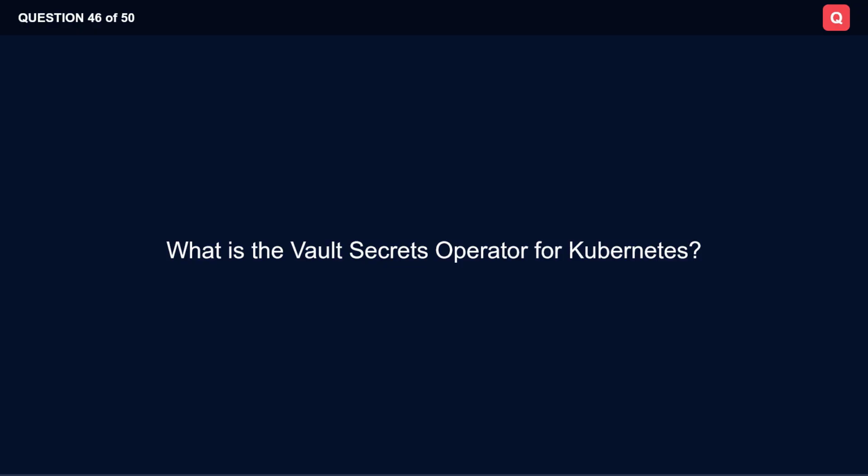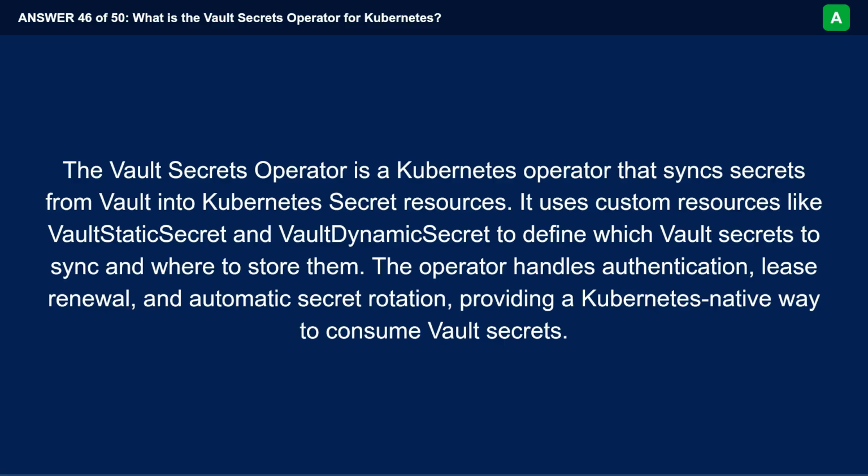What is the Vault Secrets Operator for Kubernetes? The Vault Secrets Operator is a Kubernetes operator that syncs secrets from Vault into Kubernetes secret resources. It uses custom resources like VaultStaticSecret and VaultDynamicSecret to define which Vault secrets to sync and where to store them. The operator handles authentication, lease renewal, and automatic secret rotation, providing a Kubernetes-native way to consume Vault secrets.